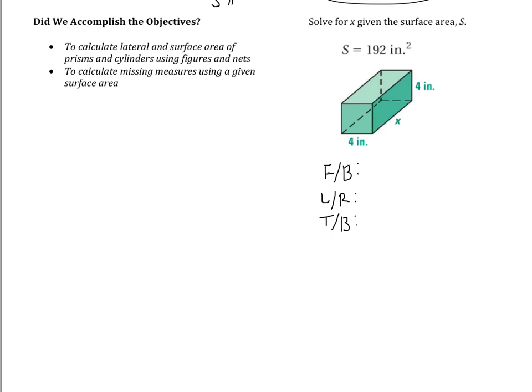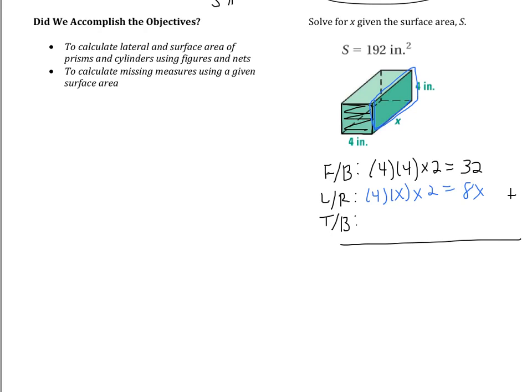I'm going to help you out. The front and back, so that's this right here. Those are going to be 4 times 4, and I'm going to multiply by 2 because there's 2 of them. So this ends up being 32. The left and the right, that's this right here. That's going to end up being 4 times x, but I have to multiply by 2 because there's 2 of them, which ends up being 8x. Do the same thing for the top and the bottom. And that surface area should equal 192.